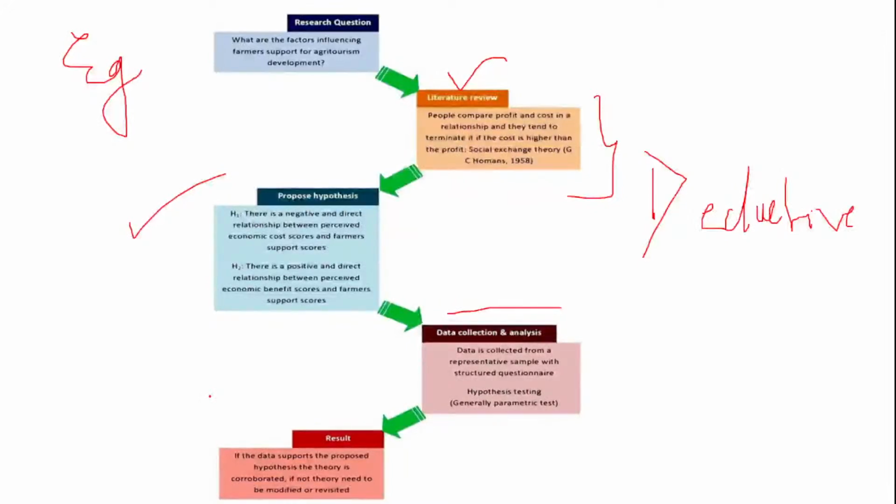If your data supports the proposed hypothesis, the theory will be accepted. If not, the theory will be either revised, modified or rejected. So that becomes your acceptance or rejection of the theory. This is how your deductive and inductive approaches take place. These approaches play an important role in your research strategy, which we have studied in detail.